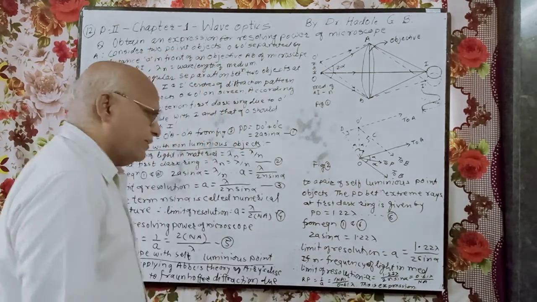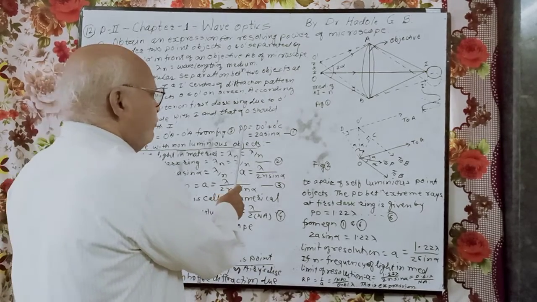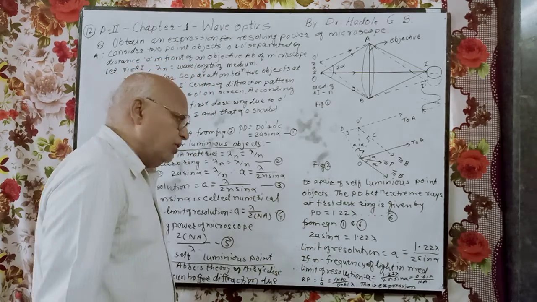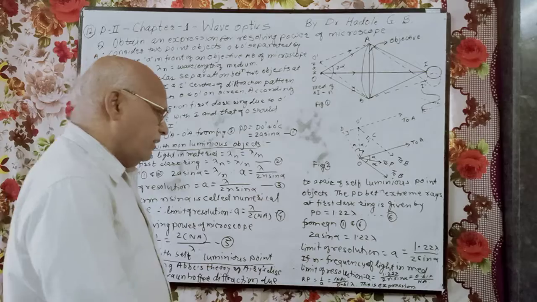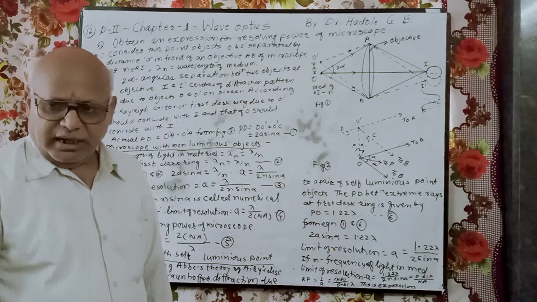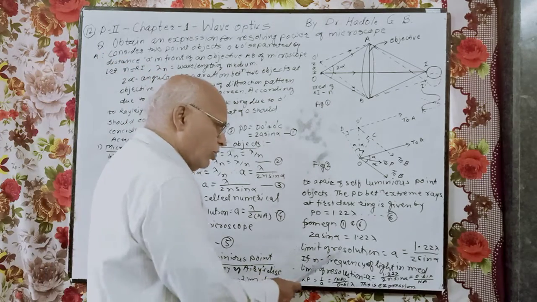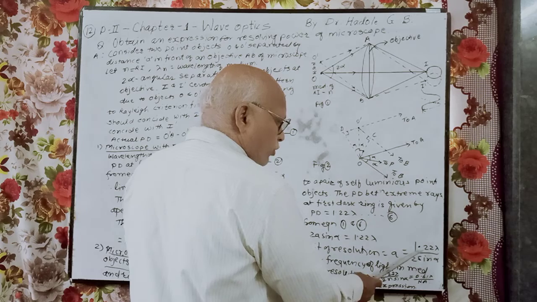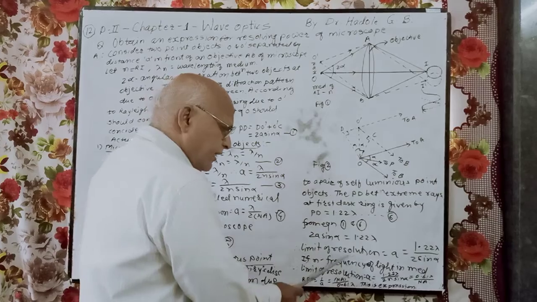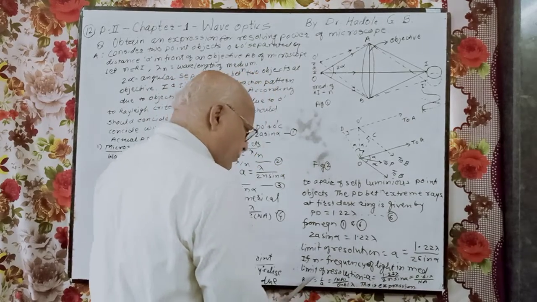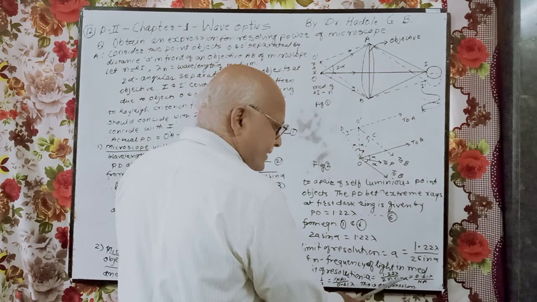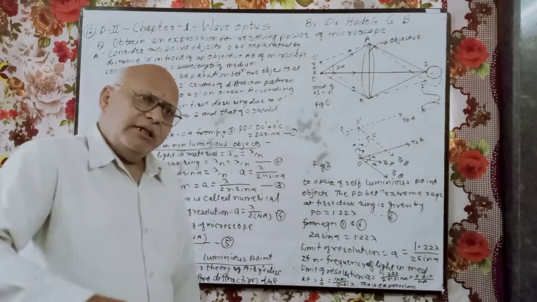This is equation number 6. Now, this is the first equation, that is path difference. The sixth expression is also the path difference. Equating these two equations, we write twice A sin alpha equal to 1.22 times lambda. And therefore, the limit of resolution A equal to 1.22 times lambda upon twice sin alpha. If n is the refractive index of the medium, then limit of resolution A equal to 1.22 lambda upon twice n sin alpha.